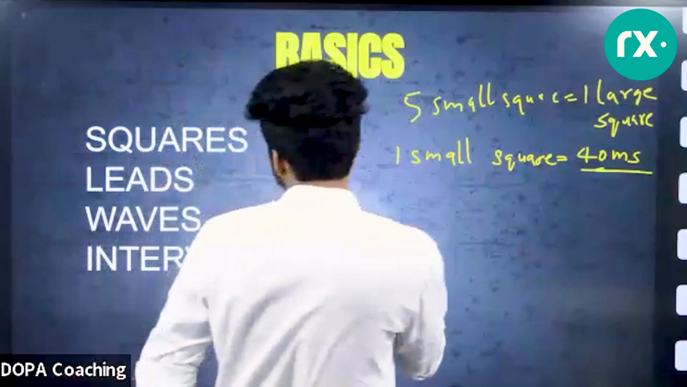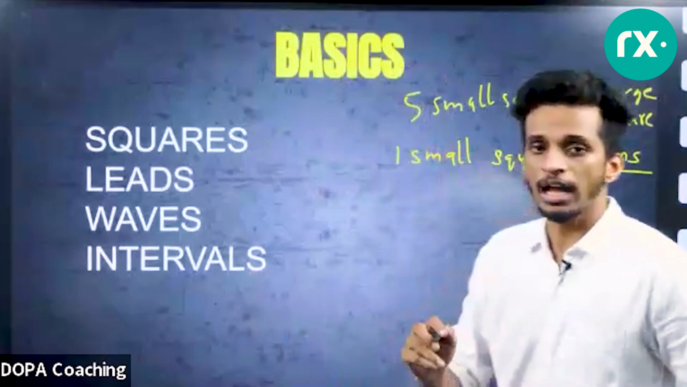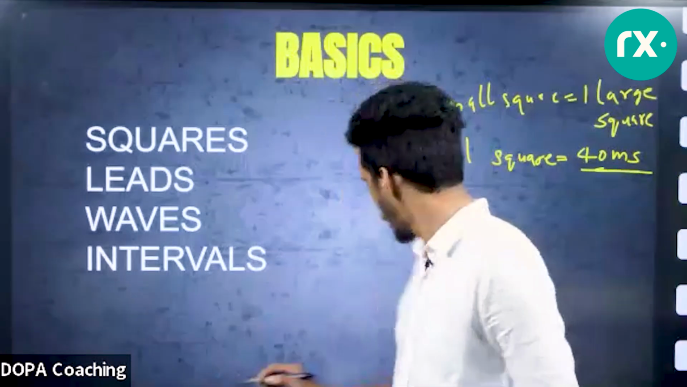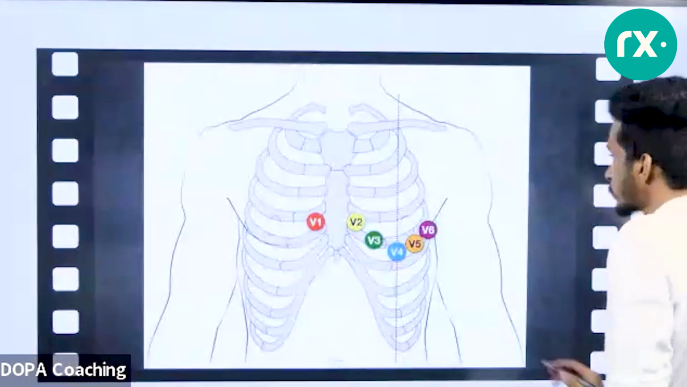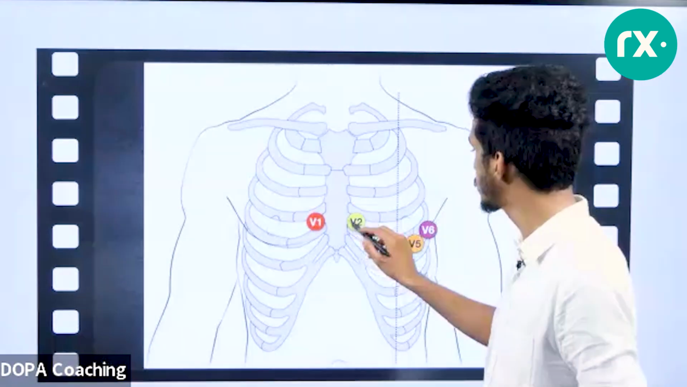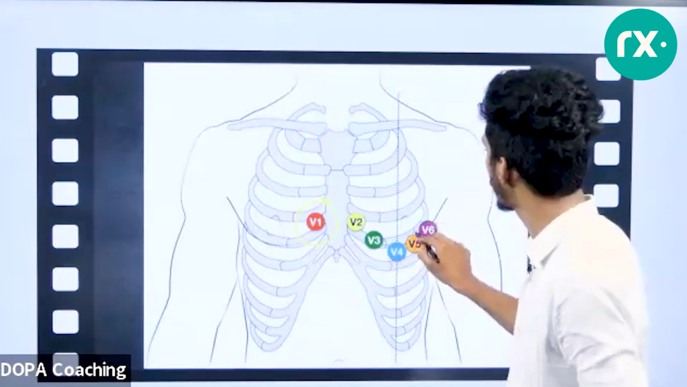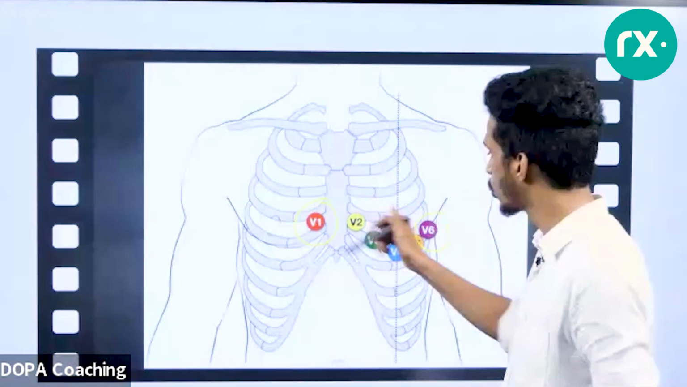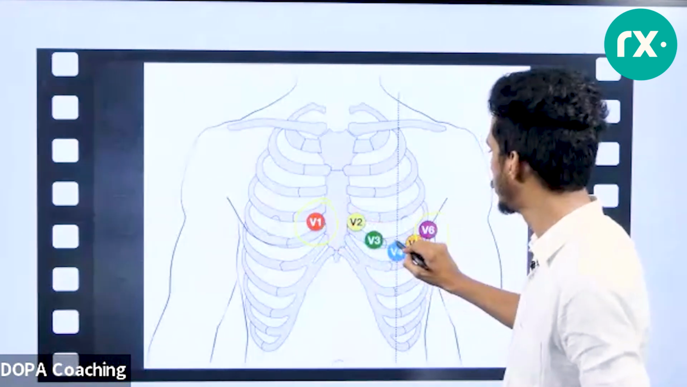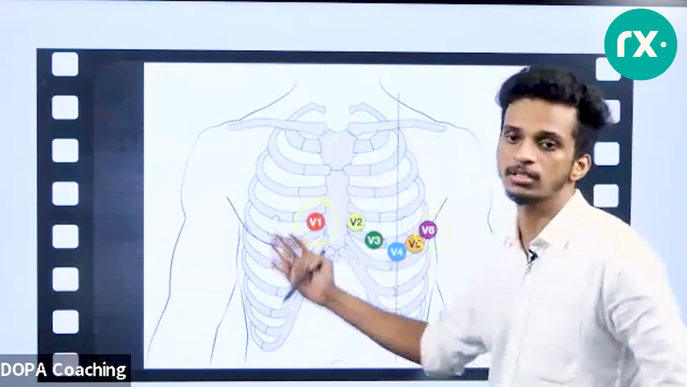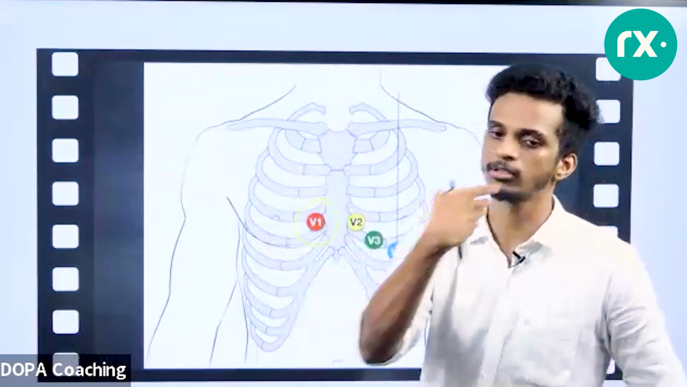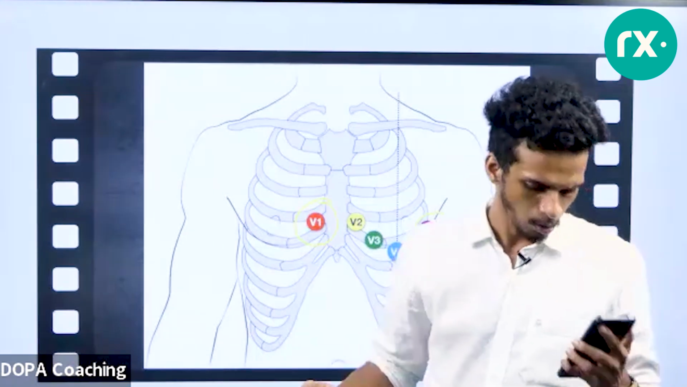Now, speaking about the leads. In ECGs, we have chest leads and limb leads. For the chest leads, I'll show the figure. These are the chest leads. We have chest leads from V1 to V6. They are placed from the right side of the chest towards the left side of the chest. So these are the chest leads, V1, V2, V3, V4, V5, and V6. Of these, V1 lies to the right of the sternum, and the rest of the leads lie to the left of the sternum.